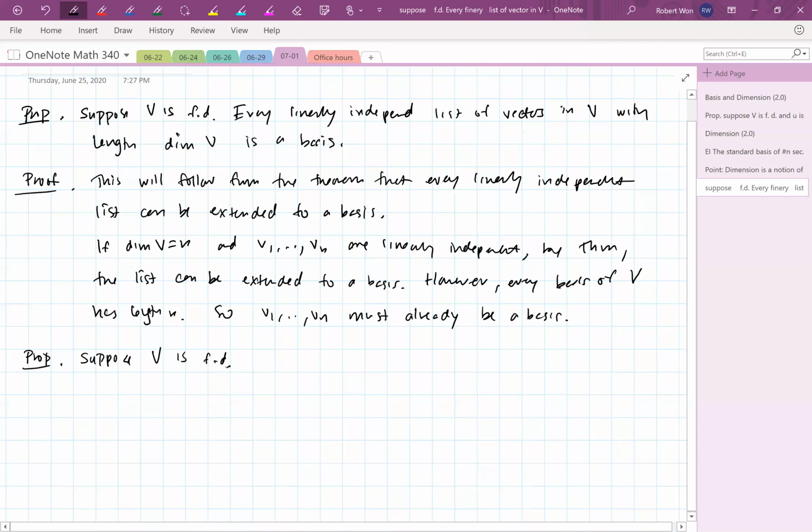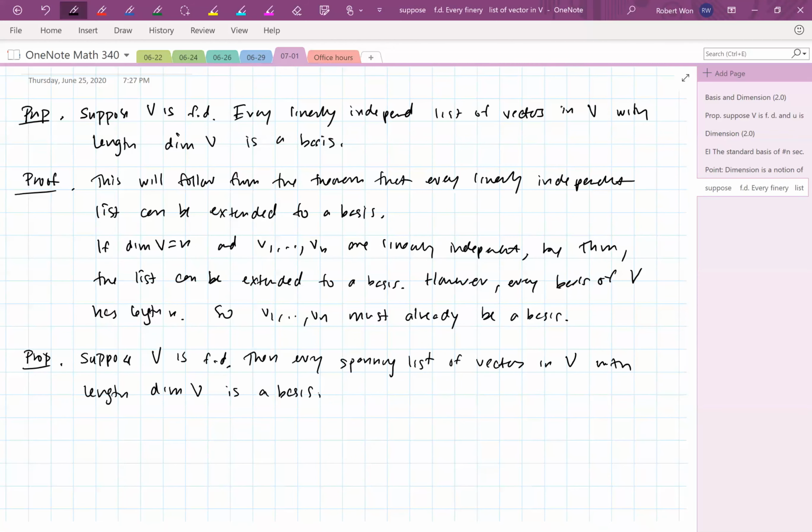Suppose V is finite dimensional, then every spanning list of vectors in V with length dimension of V is a basis. Okay, and the proof is exactly the counterpart of the proof of the previous fact. Every spanning list can be cut down to a basis. That's the last thing we proved on Monday. So suppose you have n vectors which span. Well, from there you must be able to pick out some vectors and get a basis. But every basis has to contain exactly n vectors. So that means you can't actually take anything out. You must have started with the basis already.